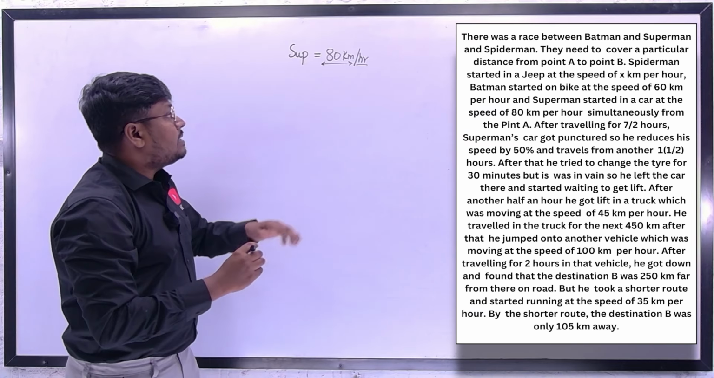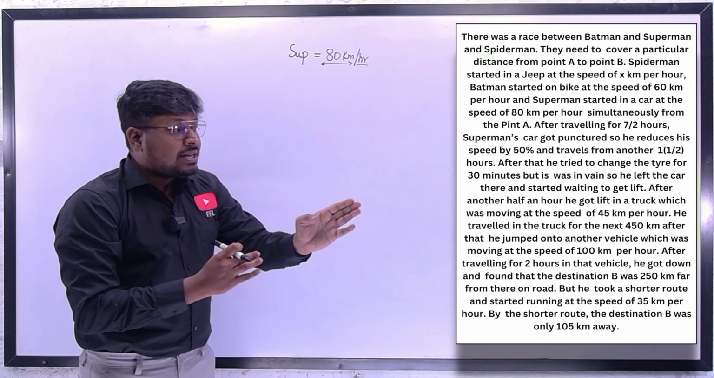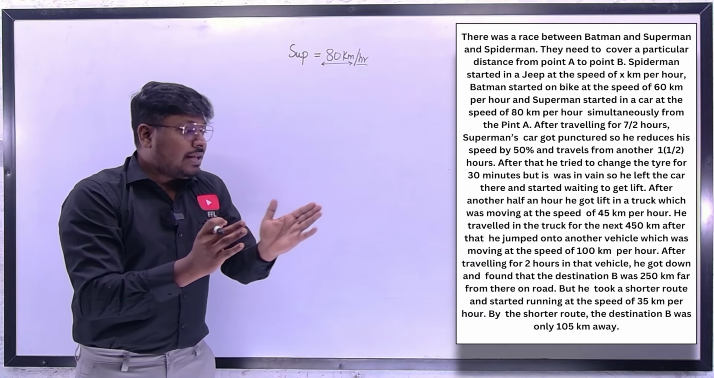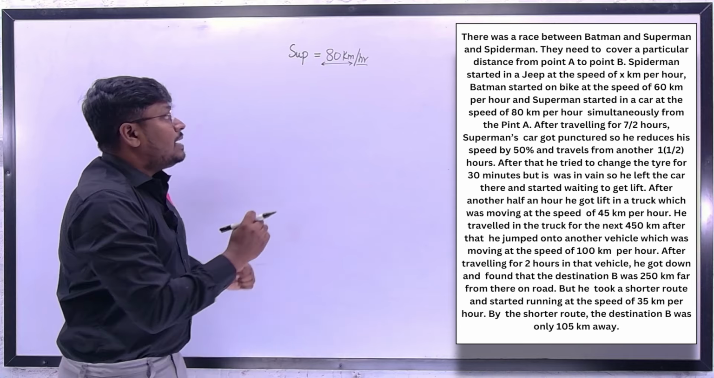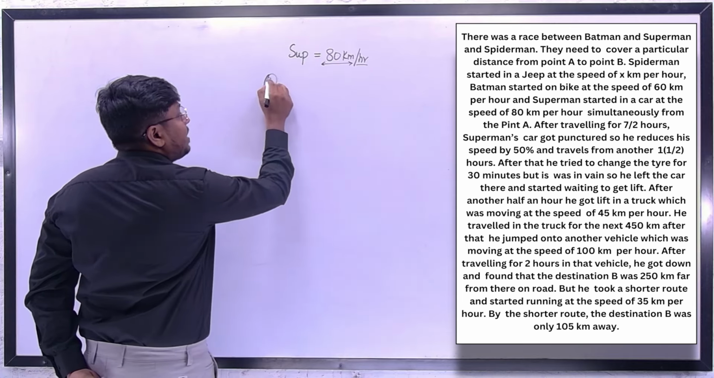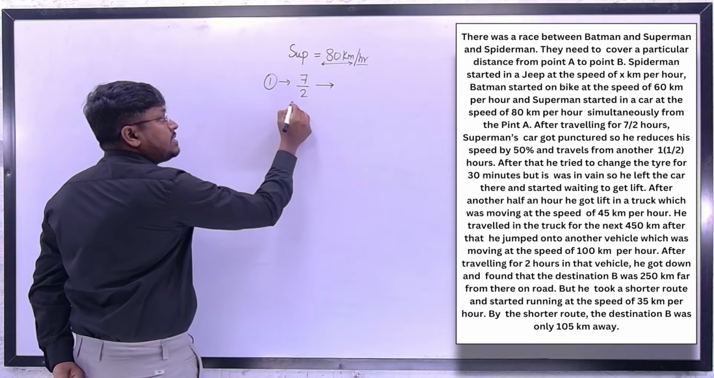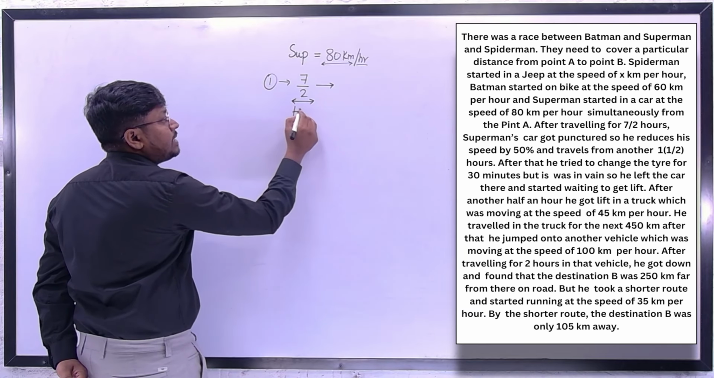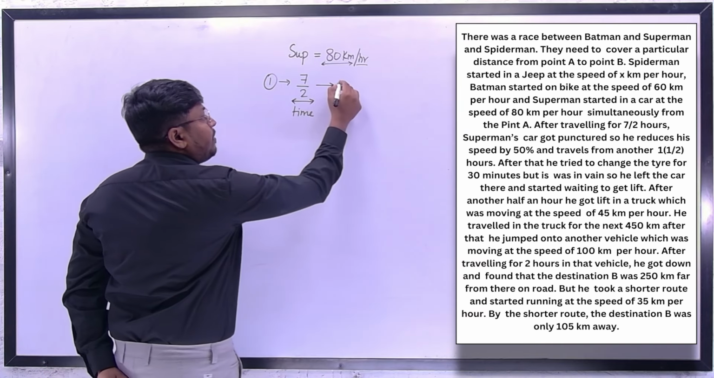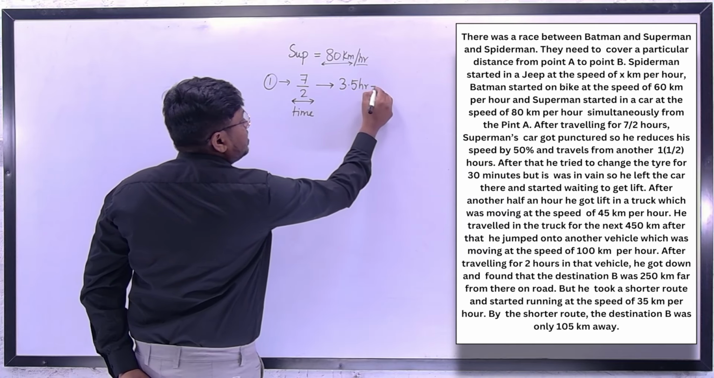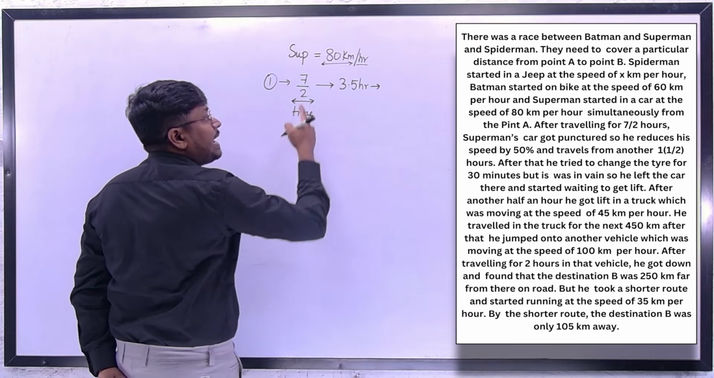Now what they are saying is, Superman started the race from point A and traveled 7.5 hours, 7 by 2 hours, right? After that his tire got punctured. So first, let's check the total distance he covers in the first 7 by 2 hours. This is the time they have given, and 7 by 2 is nothing but 3.5 hours. We know that for every 1 hour he travels 80 kilometers.